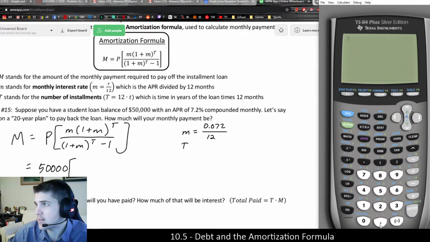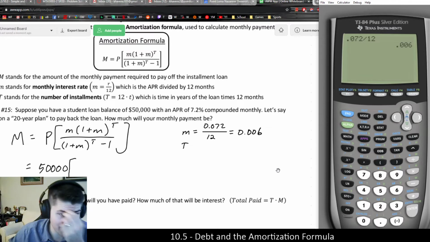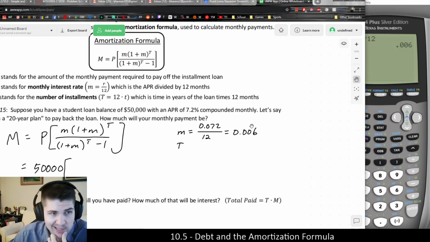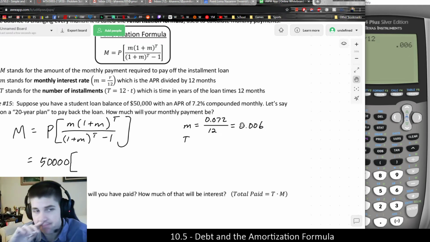And so let's toss that into our calculator. 0.072 divided by 12, which is 0.06. I'm sorry, 0.006. Be very careful with your decimals here, because notice that this would be a 0.6% rate. If I used 0.06, that would be 6%. That's 10 times faster. So obviously, keep track of your decimals. Be careful. I almost messed that one up.